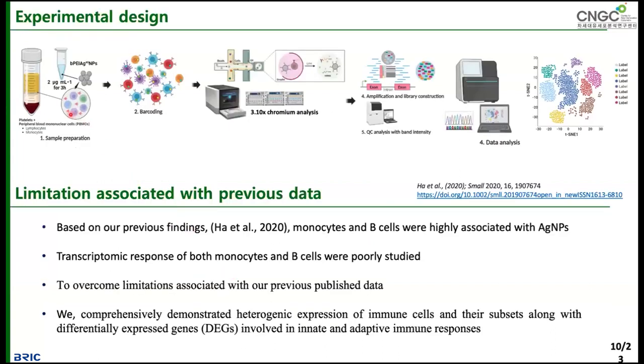And the same as I already explained, we isolated PBMC from the human blood samples, and we isolated the different immune cells. Then we treated them with different sizes of cellular nanoparticle for 3 hours to expose the PBMC cells, and then we attached barcoding to each individual cell by performing 10x Genomics, and then we did library construction, quality analysis, and other steps. So this is our main experimental part.